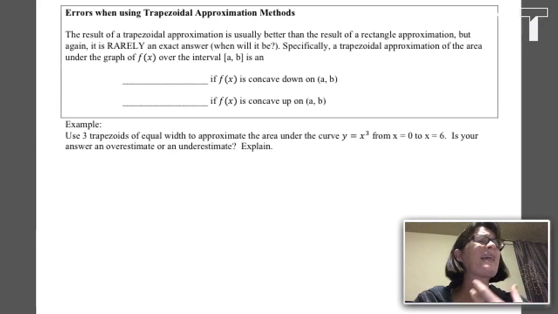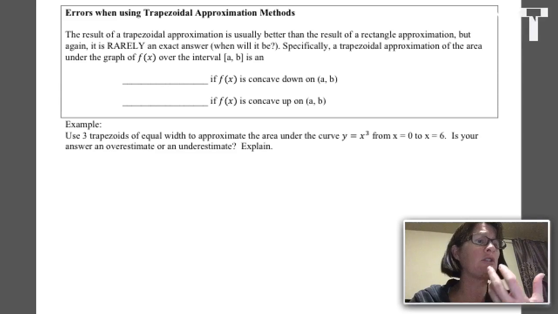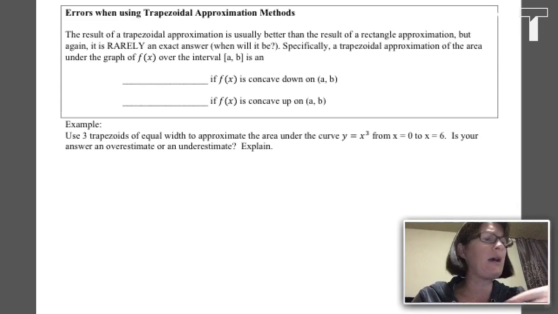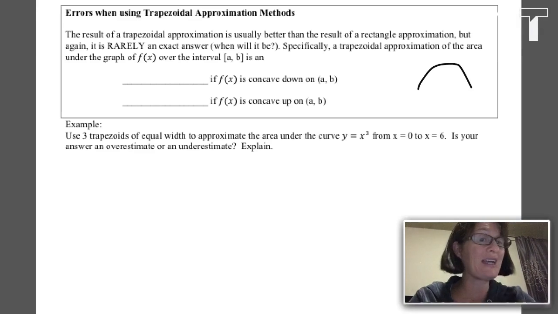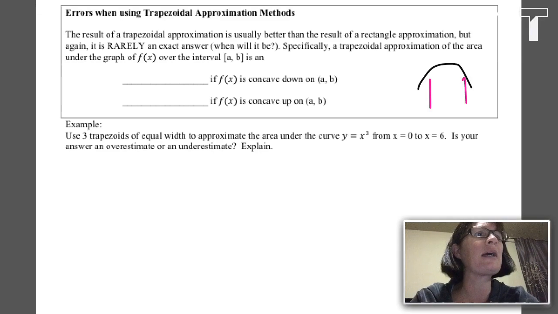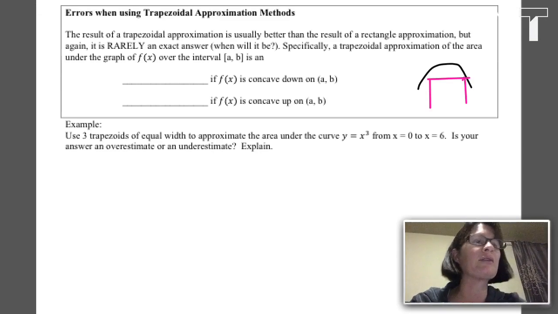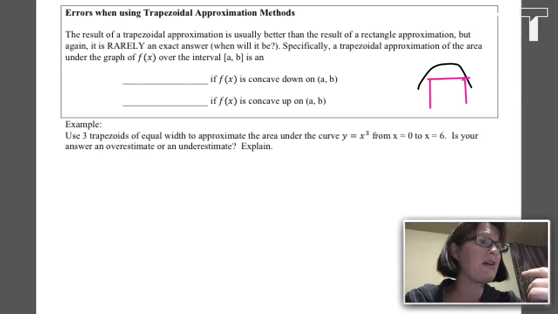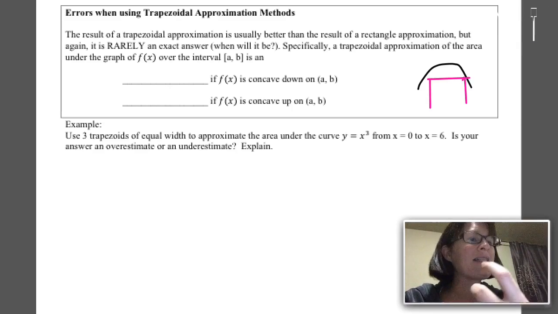All right, so just so you understand the error that occurs when we use trapezoid sums, I draw this picture for myself all the time. Feel free to draw it for yourself. This is a picture of a parabola, an upside down parabola, just concave down, right? Notice what happens when you try to draw a trapezoid inside it. Ends up looking like a rectangle in this case. But you can see that that trapezoid is an underestimate of the area under that parabola. So that's how we determine error in a trapezoid sum.